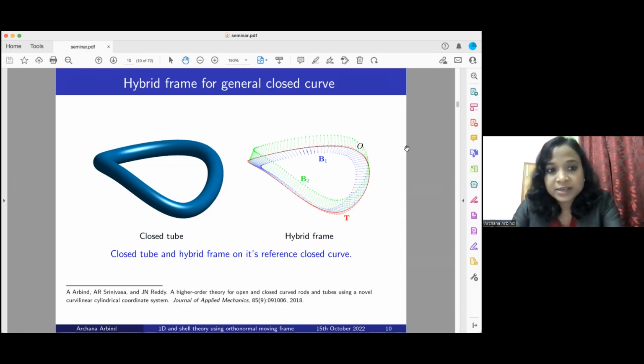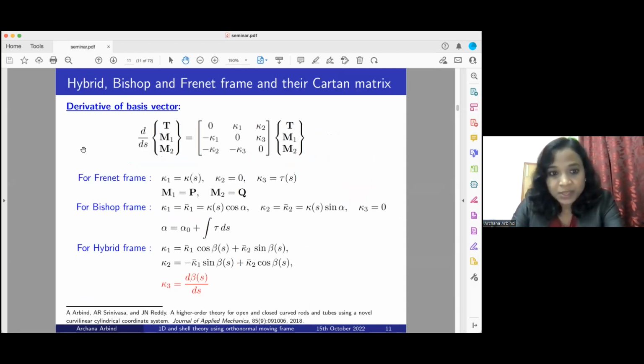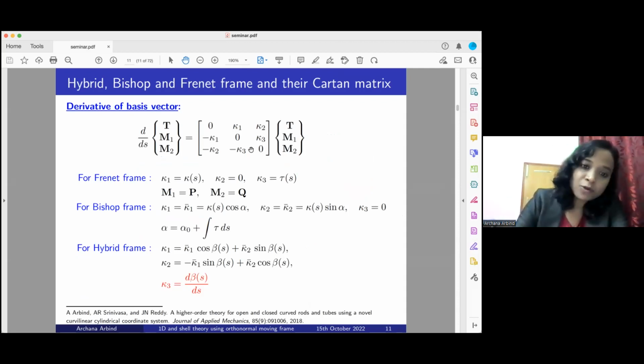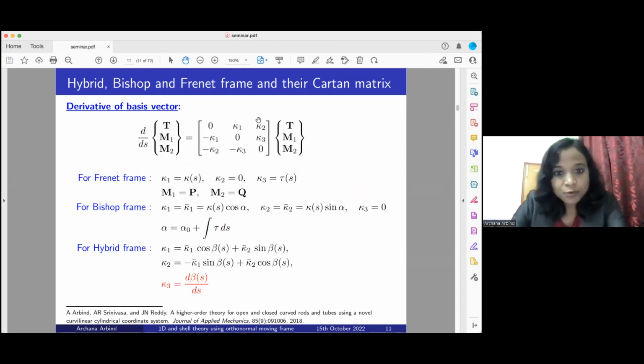This is the most general kind of frame to frame any space curve. How this frame will vary is given by this formula here: K1, K2, K3, all three components would be non-zero in the Cartan matrix. So this can be specialized to both known frames like the Frenet frame and the Bishop frame, but the hybrid frame would be a very general one.